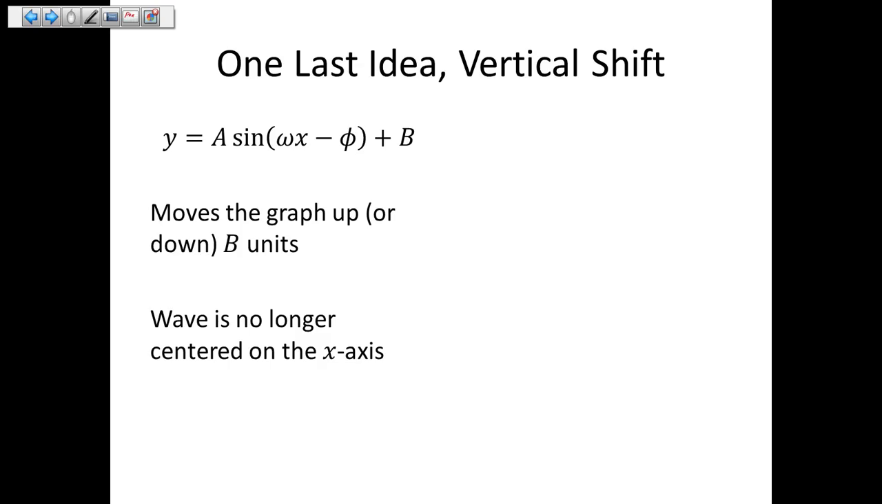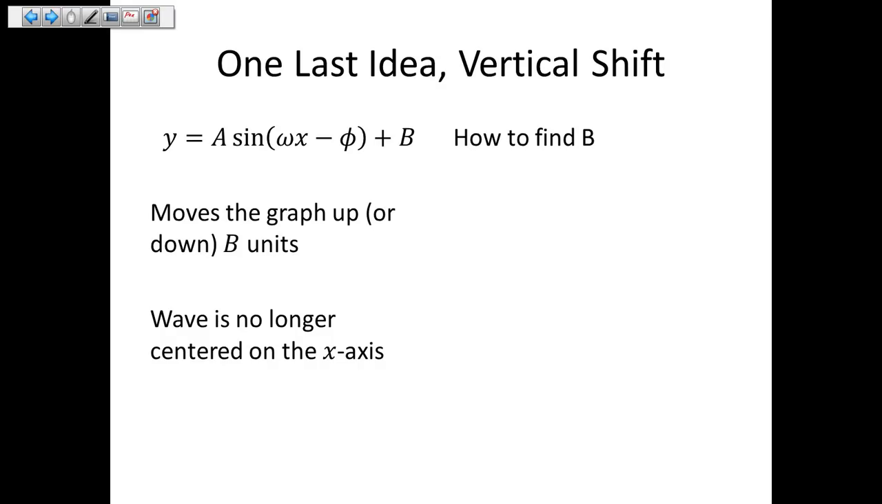Now, when this happens, the wave is no longer centered on the x-axis. Maybe it's mostly above the x-axis, or it's mostly below, or all of it is above the x-axis, or all of it is below the x-axis. That's when you've got a vertical shift, when it's no longer centered on the x-axis.